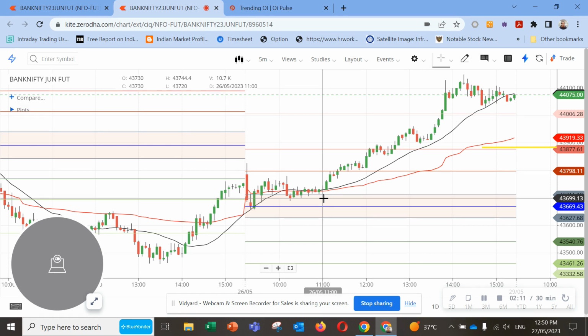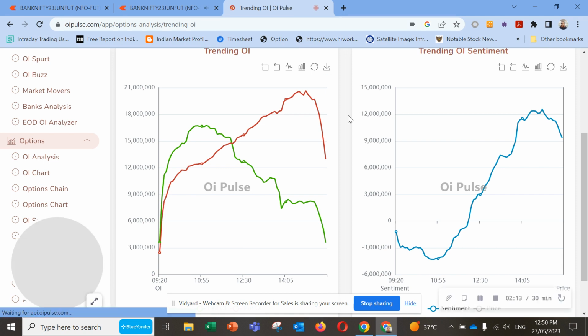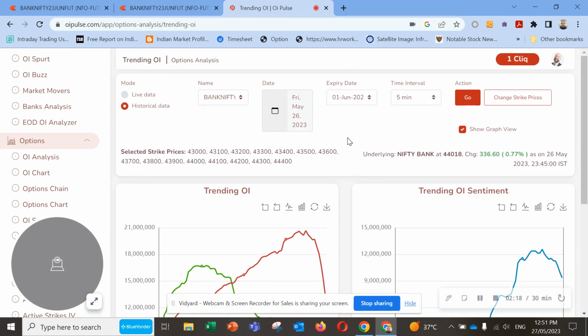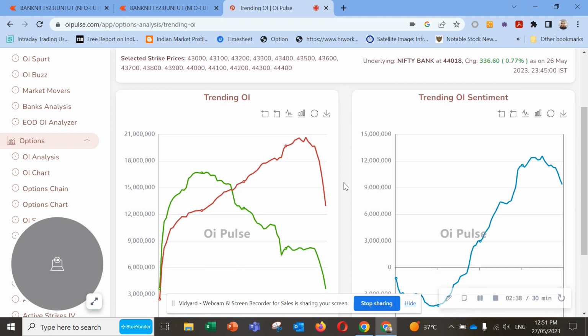So I have a separate tool which I use from Open Interest Pulse. This is called trending OI analysis, that is, trending open interest analysis. There I've added all the strike prices from 43,000 to 44,400. What this basically does is calculate the open interest for the call and put and plot it as a graph and show me which one is trending, whether call is trending or put is trending.